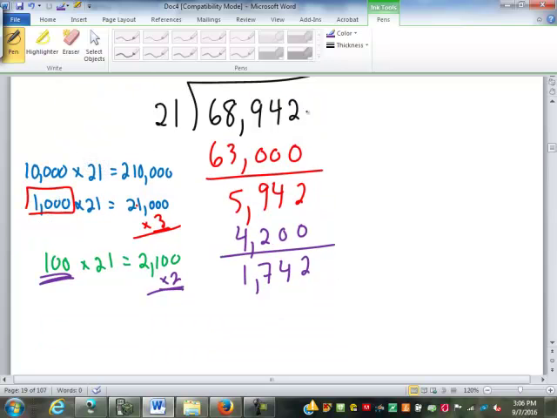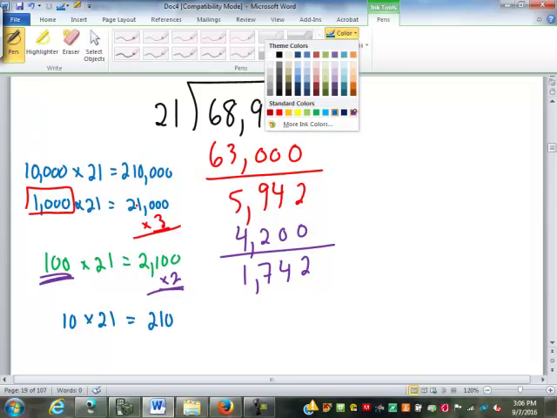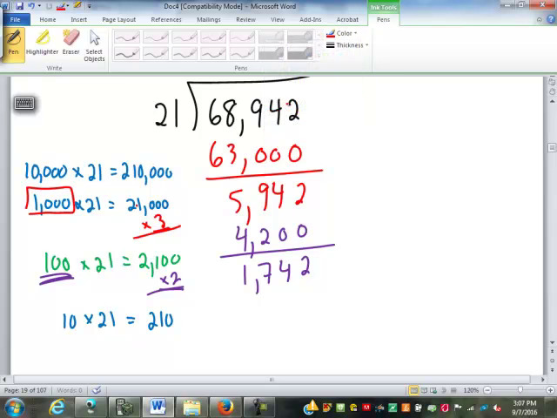Next place value is tens. 10 times 21 is 210. I can subtract that here. Looks like 8 times. 210 times 8 is 1,680. So that's 2. Borrow here, that's 6. 14. That's 6. 62.